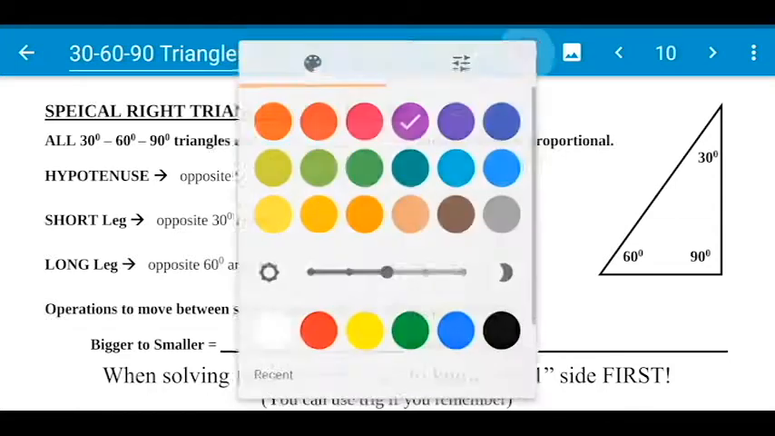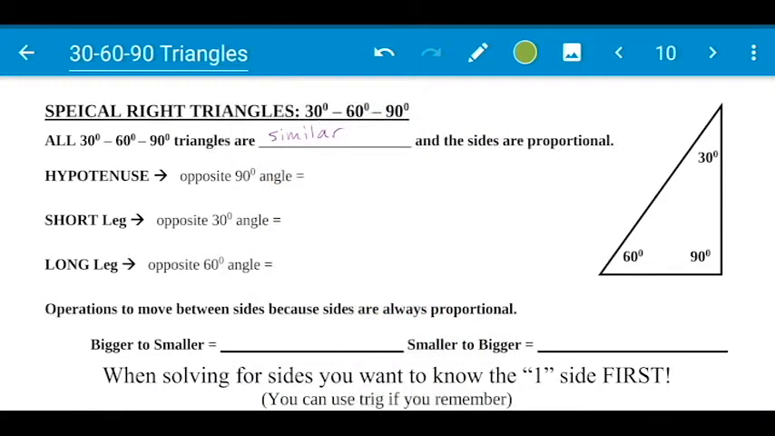So first thing we're going to have to do is figure out what our smallest, our largest, and our middle side is, back from our basic triangle properties video. Well, we know the 30 degrees is the smallest angle inside of our triangle, so this right here is going to be our short leg. The legs are the two sides of the triangle, and the hypotenuse is the big one.